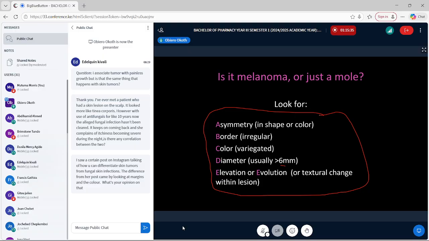So A, B, C, D, E. If I see asymmetry, I see irregular border, I see variegated color, it's more than 6 millimeter. And it seems the patient tells you it used to be small, now it's evolving, or now it's becoming more itchy, or now it's bleeding, then I know it's evolving. Then it used to be flat, now it's becoming thicker. Yes, then you know this one now is not just a mole. This could be a melanoma, the ABCD of a melanoma.